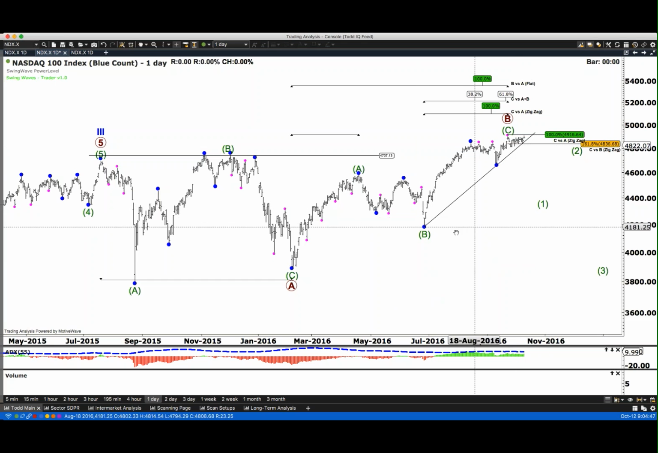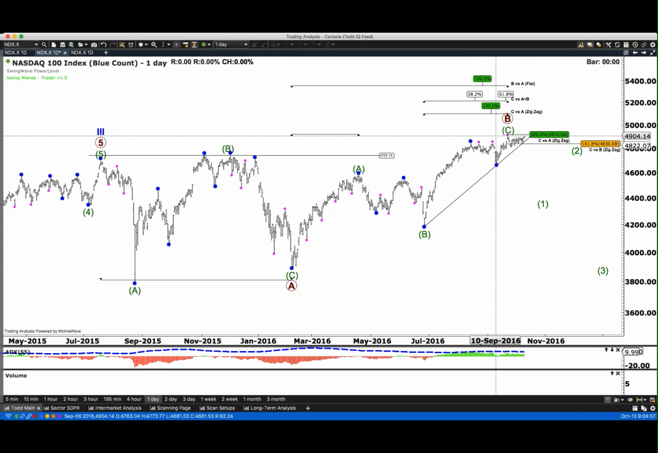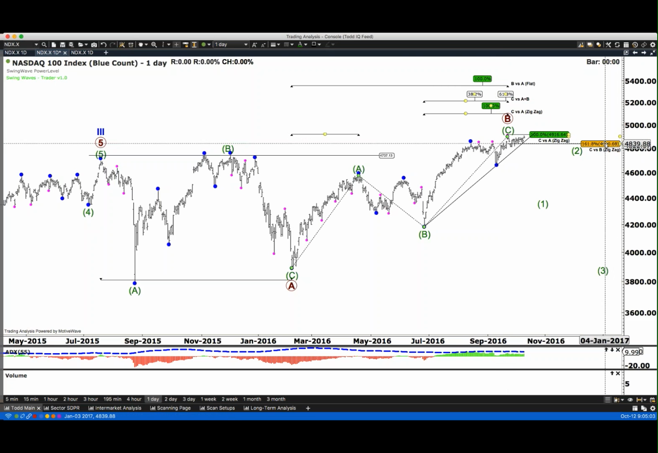On top of that, if we get into some of the fib here, if you look at the distance traveled in A compared to the distance traveled in C, a 100% fib projection puts you at 4916, which is basically the high. That's what we call a Fibonacci projection. You also have an external retracement, C versus B, at the 1.618 level.